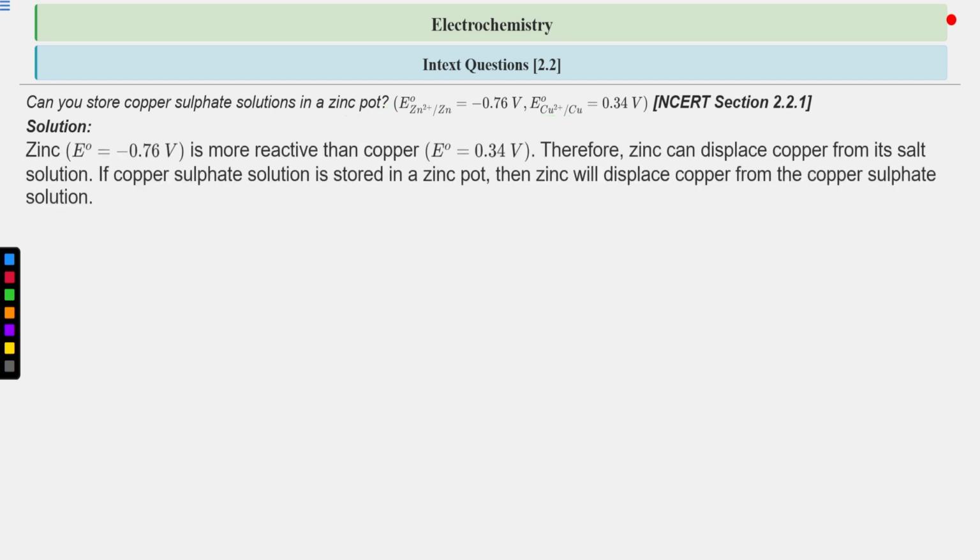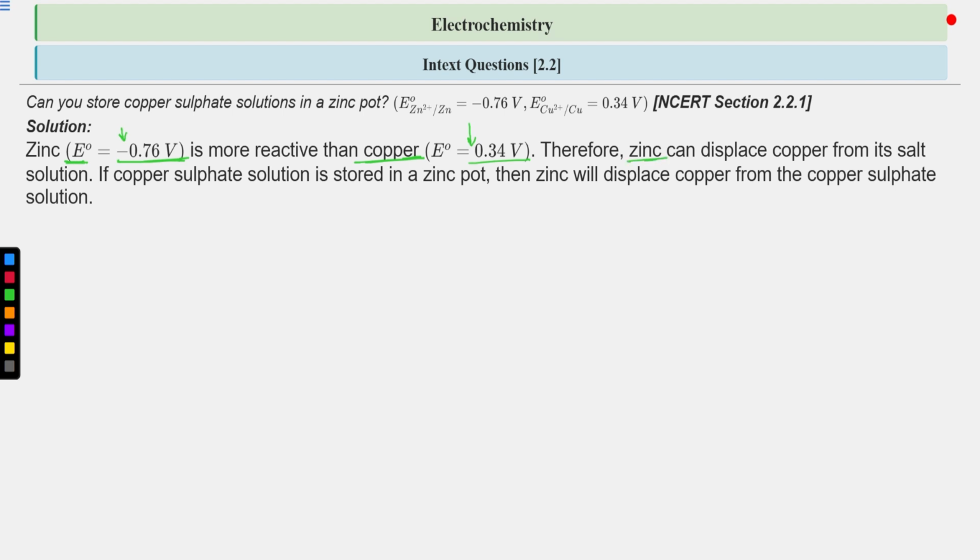So the zinc, whose E naught value, the standard electrode value, is given as minus 0.76. Remember, here it is negative. So zinc is more reactive than the copper. Copper is having 0.34 volt in the positive. So zinc is more reactive than the copper. You can clearly relate it by their E naught values.